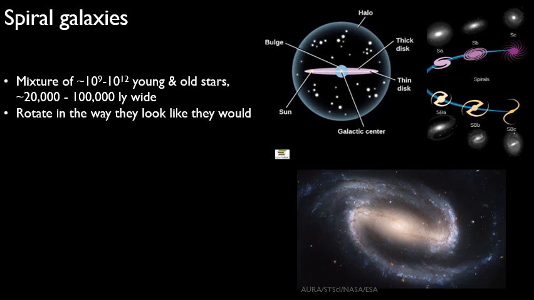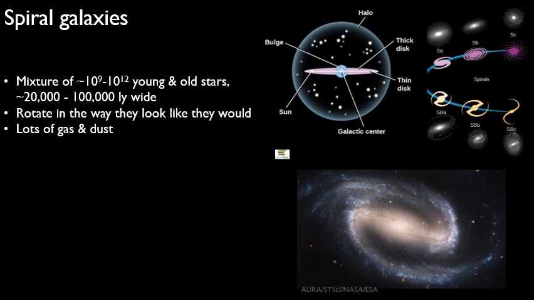They rotate in a way that you sort of think they would, so the spiral arms trail, so this galaxy here spins in that direction. And that just means that the stars are orbiting the center in that direction, so the whole thing is basically rotating. And these galaxies have a lot of gas and dust.